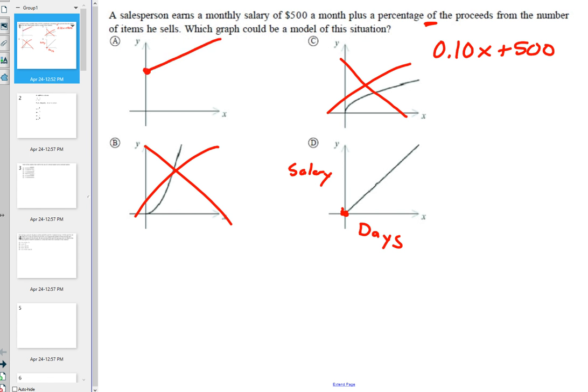Again, there are no numbers here, but which graph could be the model? If he was only making a percentage of sales, and was not guaranteed the 500 a month, then it could be this one. But the y-intercept is 500. You might say, oh, but Mr. Ra, how do you know that's 500? I don't know it's 500, but what I do know is that it's not 0. I do know that this is at 0, and he's not guaranteed $0, he's guaranteed $500. The y-intercept has to be off the origin, it has to be above it. Make sense? Don't make sense?